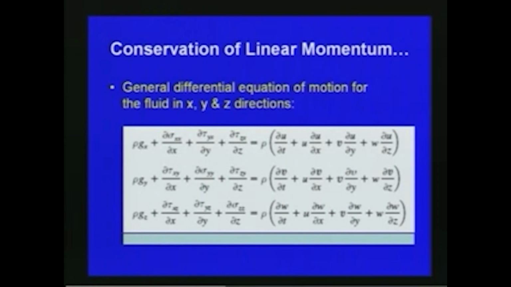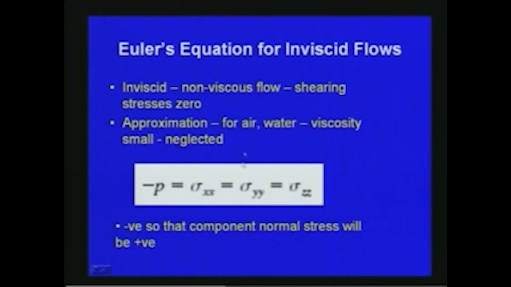for Euler's equation or inviscid flow, the shearing stresses are 0, so the shearing terms have gone from the left hand side of this equation, and then we have the normal stress components. The normal stress component will generally be the pressure which will be acting, so for the fluid element with respect to the x, y, z directions, we can approximate it as minus p is equal to sigma xx is equal to sigma yy is equal to sigma zz.